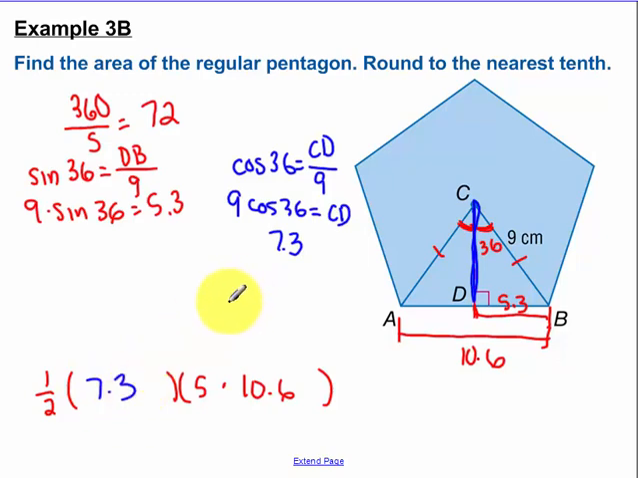That's our apothem length. So now it's just a matter of plugging into our calculator 0.5 times 7.3 times 5 times 10.6, which I get 193.45.